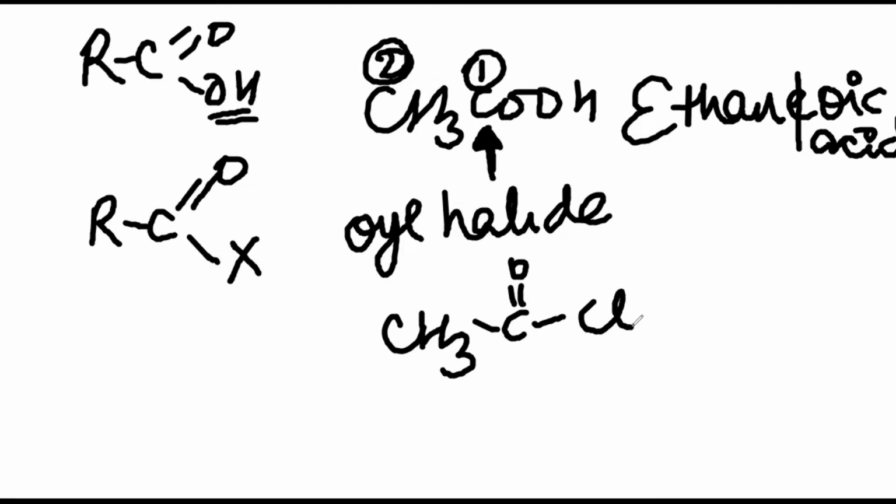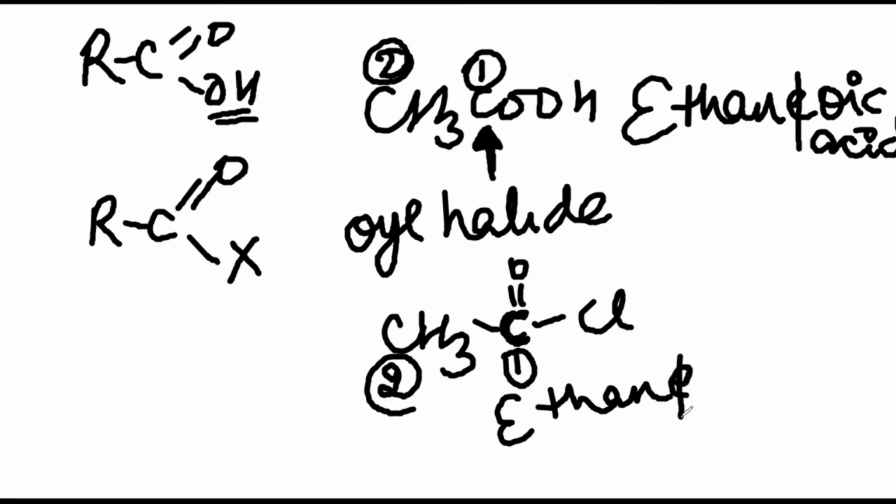CH3COCl. So I will count again. Always don't forget to count the number of carbons in the chain. Okay. So it will be 2 carbons. 2 carbons means, then we will say ethane. Ethane, we will remove the E. And instead of E, we will write ethanoyl. And this is chlorine. That's why it will be chloride. Okay. Now this is the first derivative.